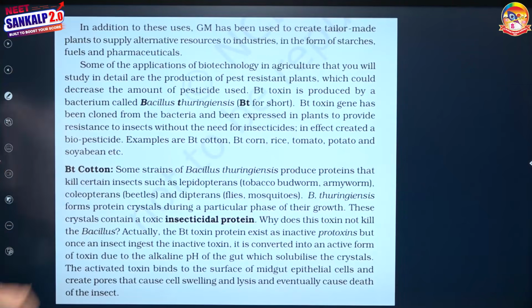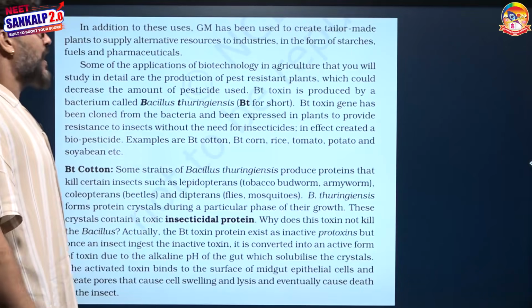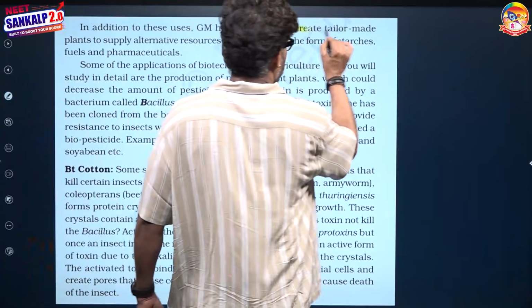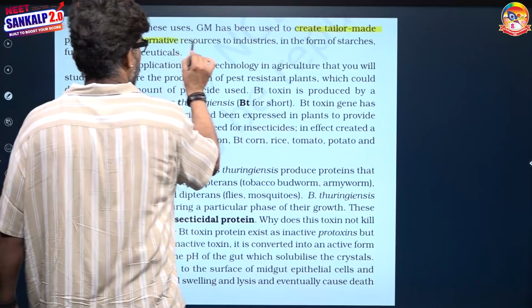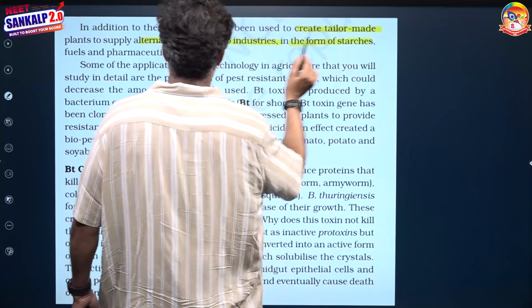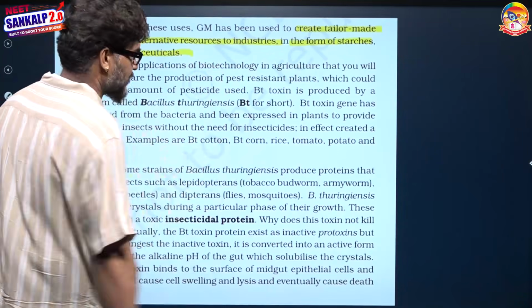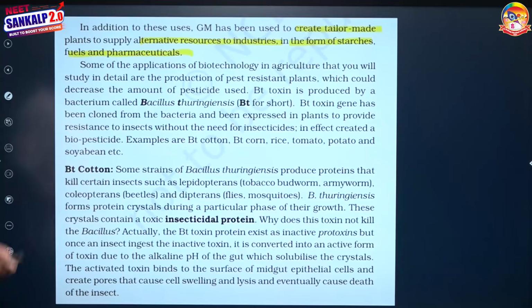In addition to these uses, genetically modified crops have been used to create tailor-made plants as alternative resources to the industries in the form of starch, fuel and pharmaceuticals. Some applications are highlighted here.